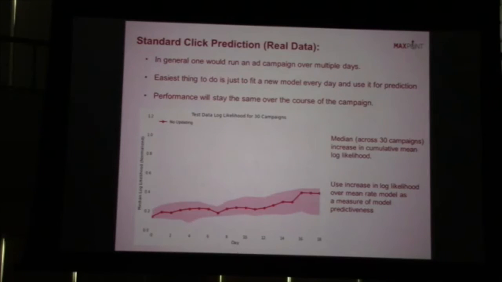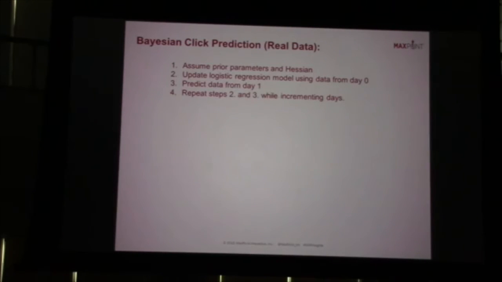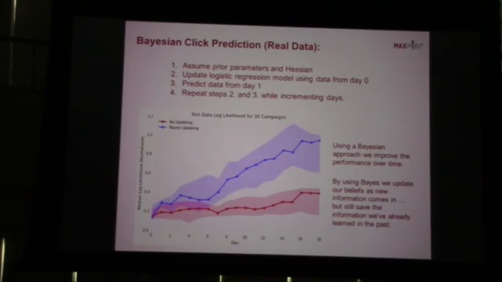So what you could do instead is take a Bayesian approach. On day 0, you have some data. You assume a prior mean and Hessian. You fit it, and then you predict. Now, the next day, you take that, fit it to new data, and predict, and then you update and update and update as you're going along. If you do this, the result looks something more like this. So now we've used a Bayesian approach for this online event prediction, and you can see that we improve over time.